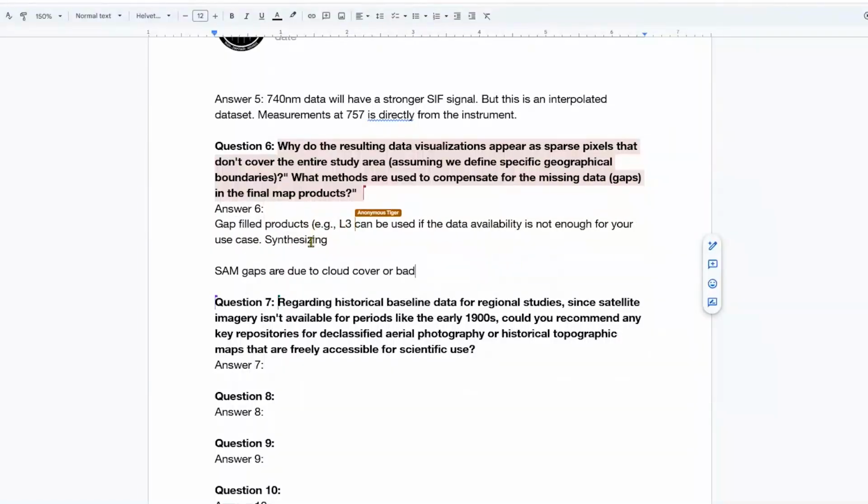Okay, thank you very much, Jackie. The next question, regarding historical baseline data for regional studies, since satellite imagery isn't available for periods like the early 1900s: could you recommend any key repositories for declassified aerial photography or historical topographic maps that are freely accessible for scientific use?